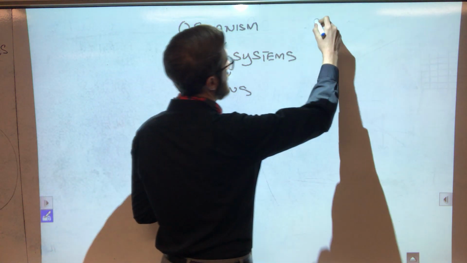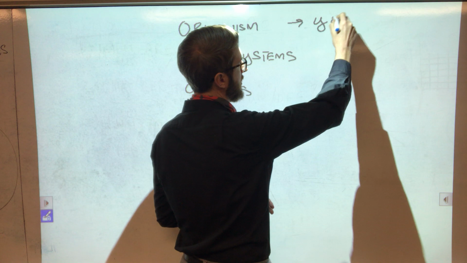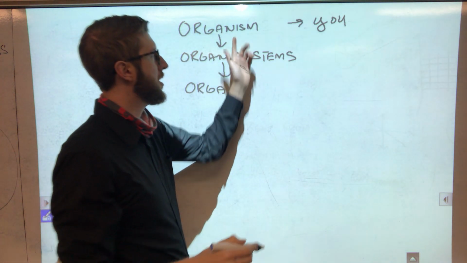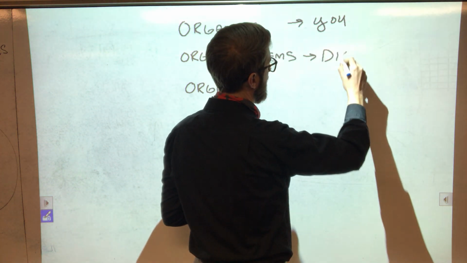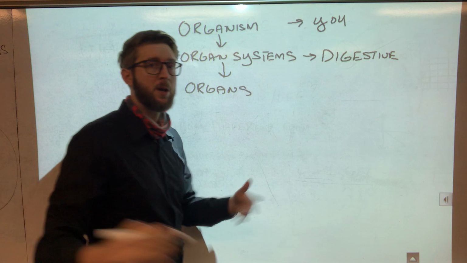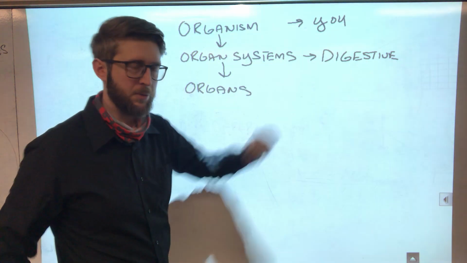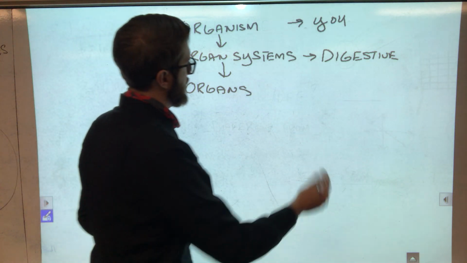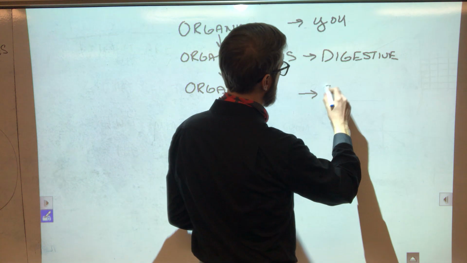So if we say the organism, that's like you. Let me pause for a second. I'm going to go back up here just to give an example of what each of these are. An organism is like you. An organ system would be like your digestive system. That's one of your many systems that work together to make up the organism. These are all examples, okay? An organ that would be in that digestive system, a pretty easy one would be the stomach.